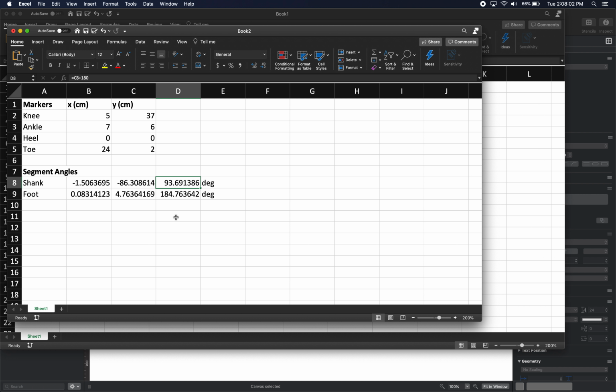For the other segment angles, you just add 180 only when you get a negative for it. You guys don't need to memorize these things. There's not going to be questions on the test like, which angles do you add 180 to and which ones don't you add them to? You should remember this part, like you add 180 to it for things other than the foot.